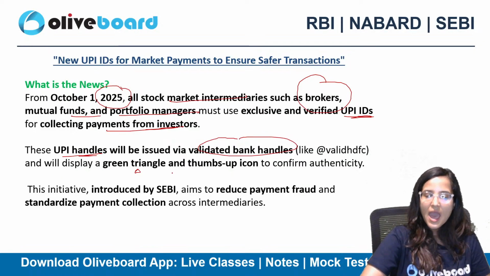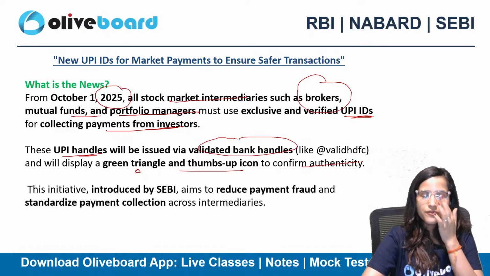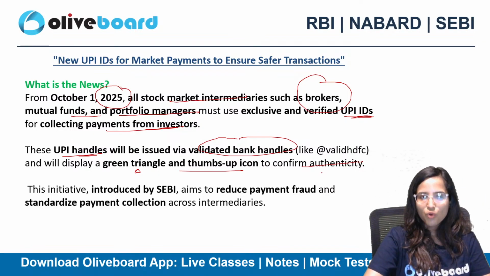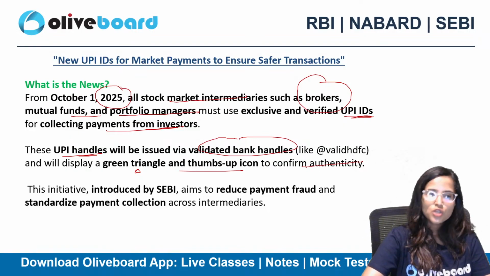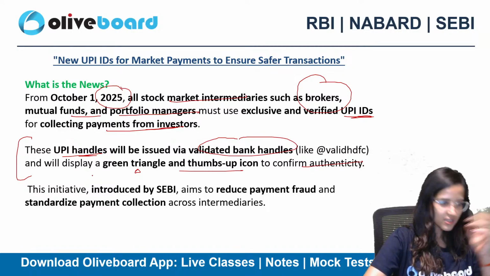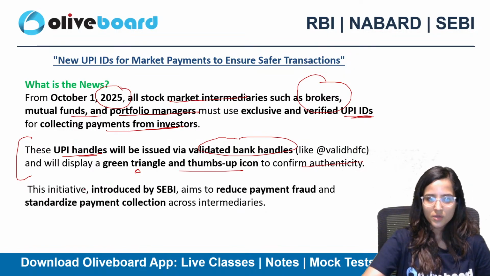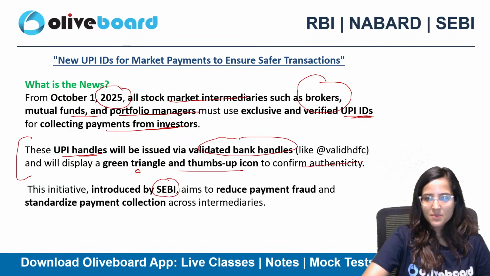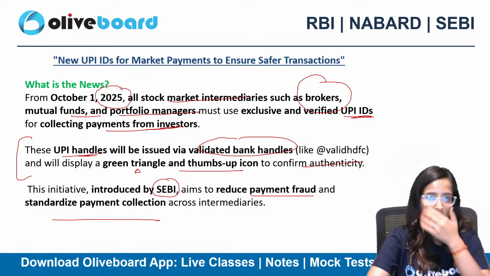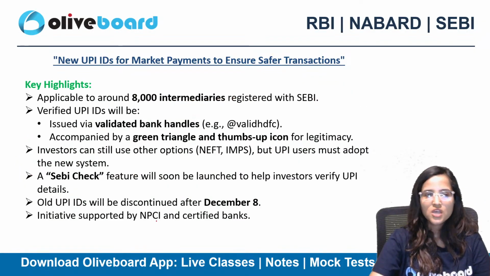green triangle and a thumbs up icon, so that we can confirm that they are authentic. If we are investors and we are paying money to these brokers or mutual funds or portfolio managers through these UPI handles wherein there is a green triangle and a thumbs up icon, we will be able to identify whether they are authentic or not. So this initiative is introduced by SEBI. This aims to reduce any kind of payment fraud and standardize the payment collection across all these intermediaries. Okay, so we need to make it more transparent, and that is why we have brought in this change.